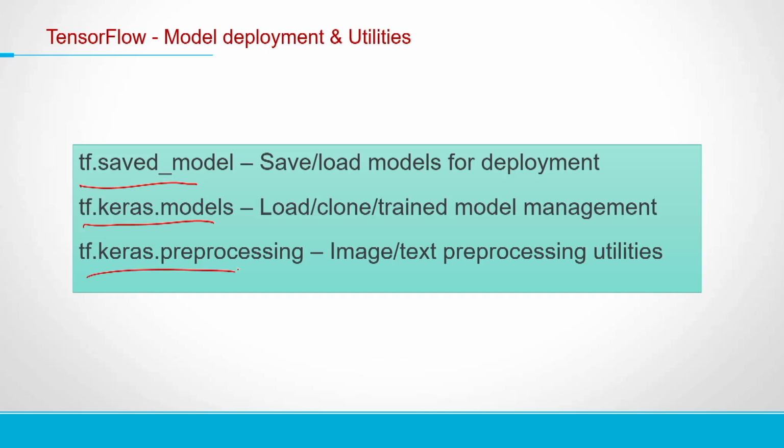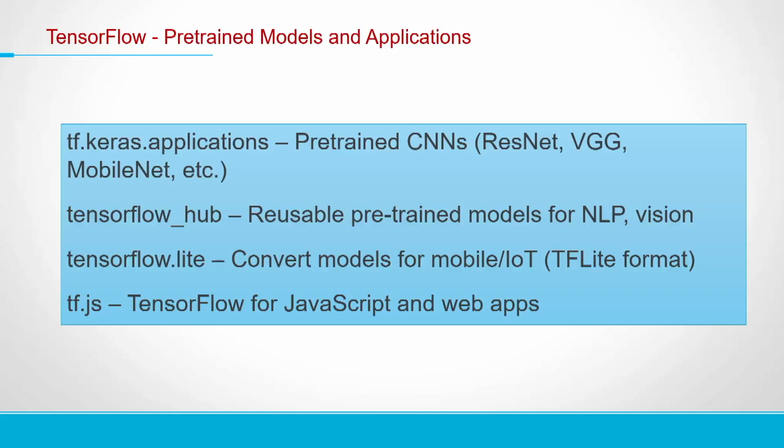Now, here the keras.preprocessing library helps with image and text pre-processing utilities. And moving on to the pre-trained models and applications, we have tf.keras.applications, which are pre-trained CNN models useful for ResNet, VGG and MobileNet. And TensorFlow Hub offers reusable pre-trained models for natural language processing, especially for vision. TensorFlow Lite is mainly used for mobile and IoT applications. And we have one more library called tf.js, which is mainly used for JavaScript and web applications.